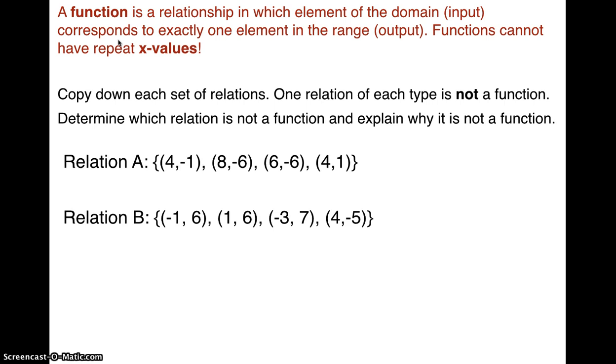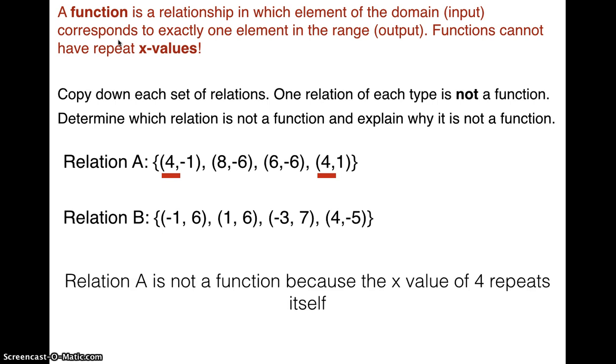So if we take a look at these two relations, relation A and relation B, we're trying to determine which one is not a function. So when you look at relation A, the x value of 4 repeats itself. And if you look at relation B, we have -1, +1, -3, and +4. None of those values repeat. So relation A is not a function because the x value of 4 repeats itself.